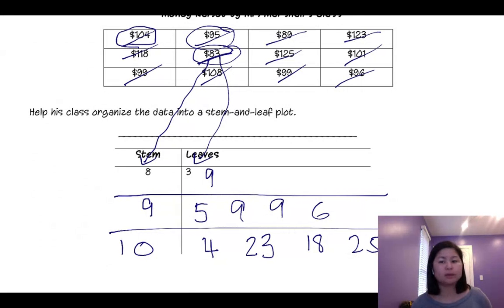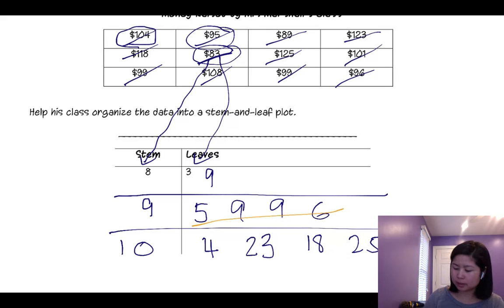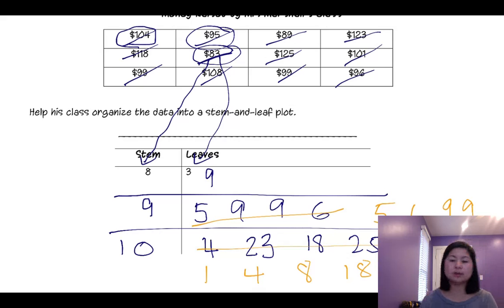It's not too bad. So later on, I will most likely ask you to rewrite this, reorder this, and write everything in order. So the first one is 5, is 3 and 9. But if we need to rewrite this in order, we can do 5, 6, 9, 9. Then for this one, I can do 1, 4, 8, 18, 23, and then 25. It's okay for now if it's not in order. I don't mind.